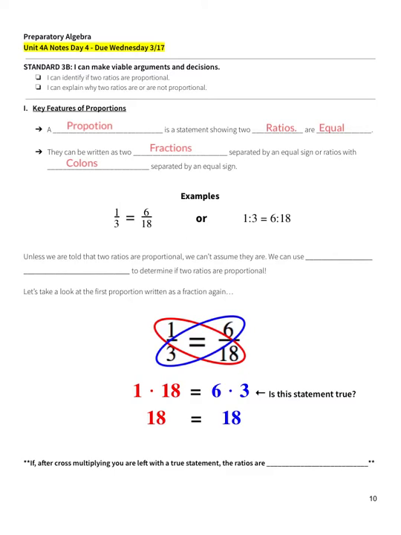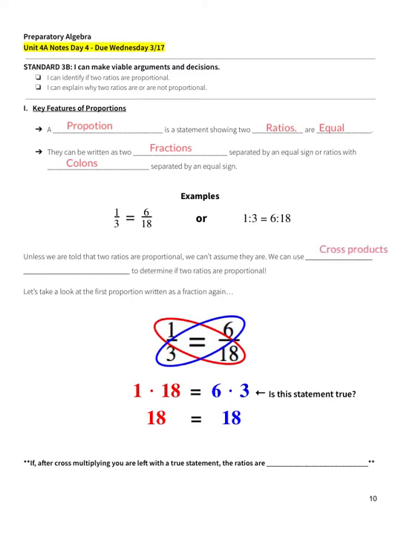Or you could also see it written like this: 1 colon 3 or 6 colon 18. And if you see it like this, you're going to still have to use the same method to determine whether these are equivalent, okay? You are most likely going to see it like this. So make sure that you have this information copied in your notes.